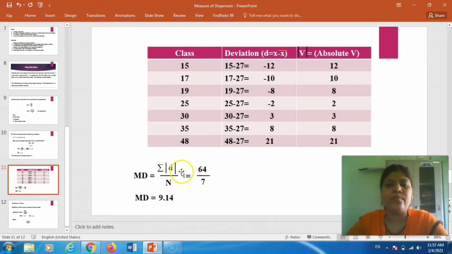So what is our summation of absolute D? By adding all these, we get the summation of absolute D, which is 64, and our total number of items is 7. So we will get MD equal to 9.14.